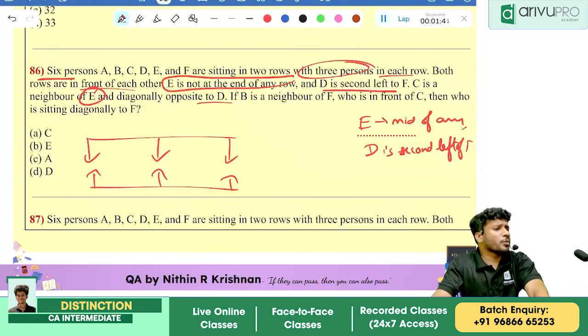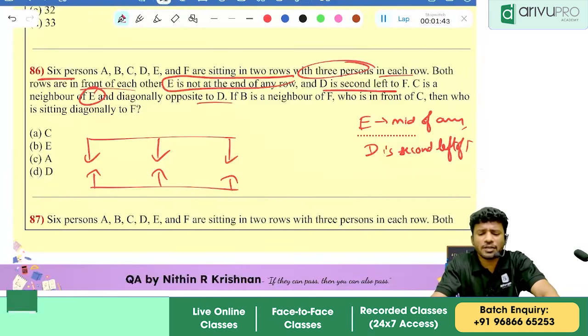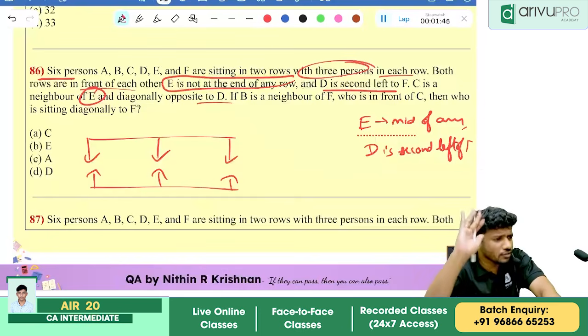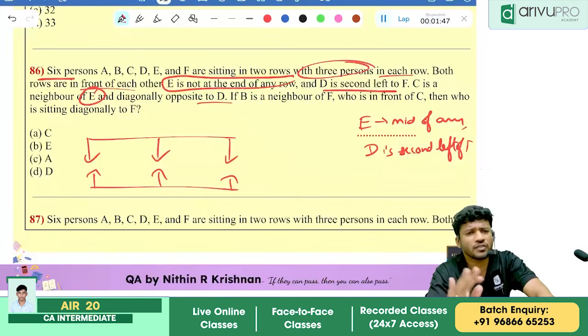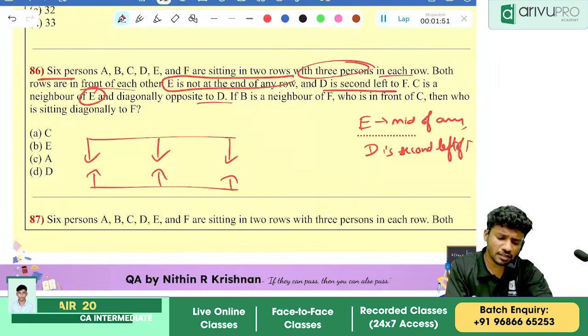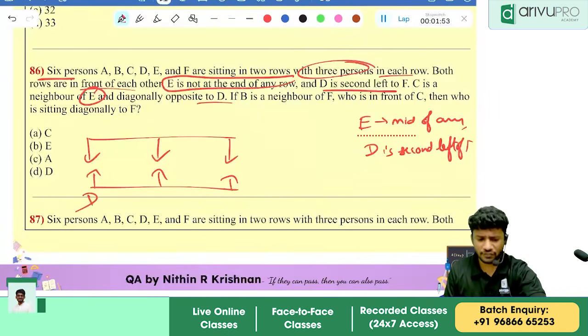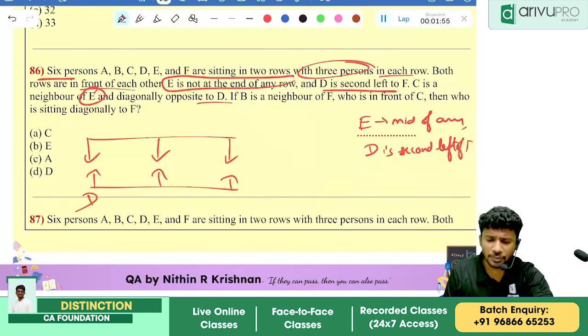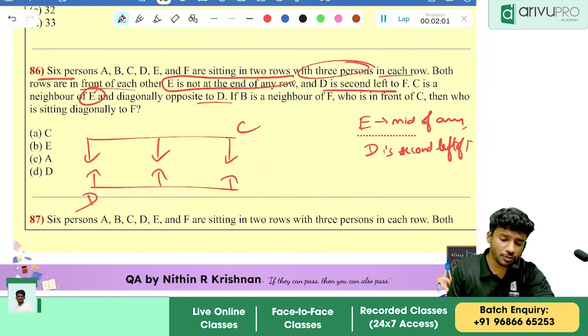So where do you want to put? We will start off randomly. We will start off with an assumption. If our assumption is wrong, we will start from the beginning. So people, I am putting D over here. If D is over here, what will happen? C is diagonally opposite to D, so C is over here.